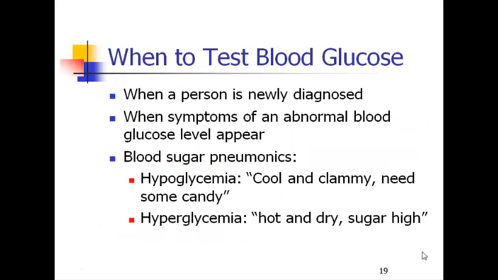If there are symptoms associated with an abnormal blood glucose level, the person will need to test their blood sugar with their personal blood sugar monitor. Signs of trouble include hyperglycemia, or hot and dry, sugar high. Eating too much is the cause of hyperglycemia, along with being ill or not taking enough glucose-lowering medications. Hypoglycemia, or cool and clammy, need some candy, means that the blood sugar drops below the target range. This could be because the person skipped a meal or sustained extra physical activity.